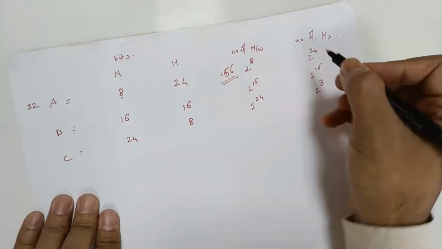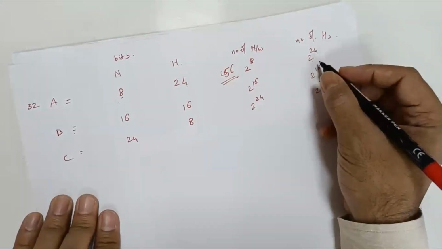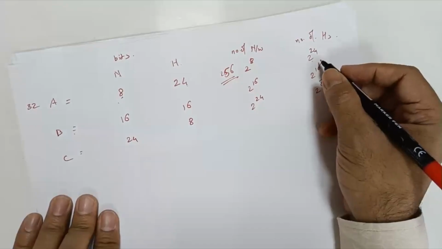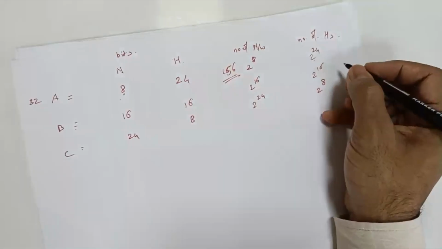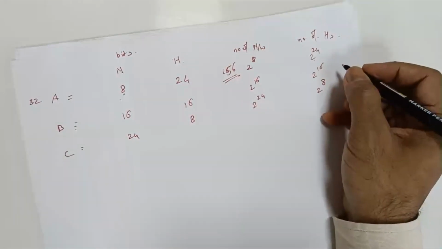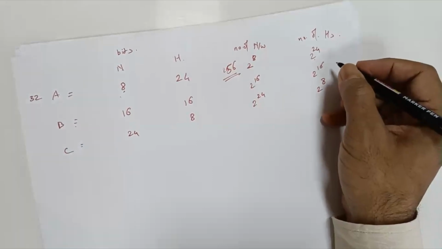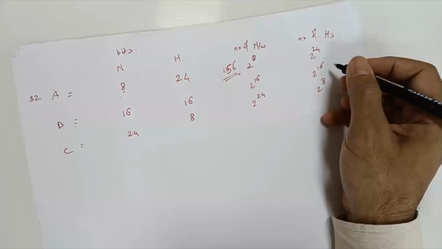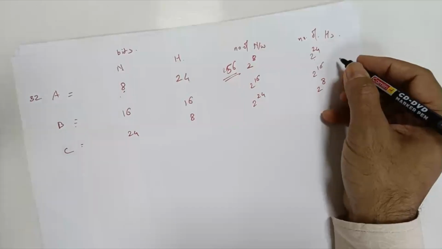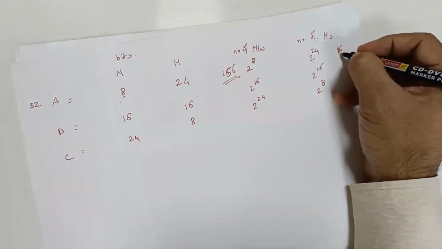And the remaining, 2 raised to 24, that becomes, I think, can someone tell me what is 2 raised to 24? 2 raised to 10 is 1024. 2 raised to 11 is 2048. 2 raised to 12 is 4 KB. Something around 16,000. Yes, what is the number 2 raised to 24?